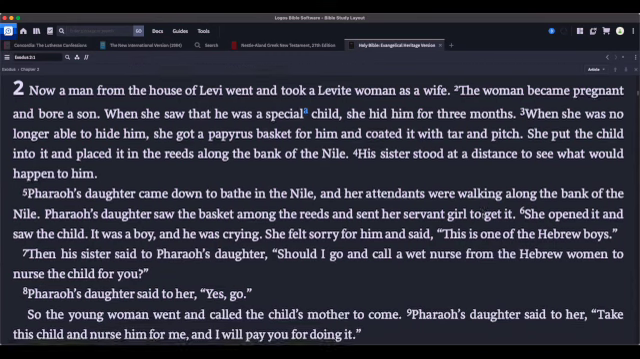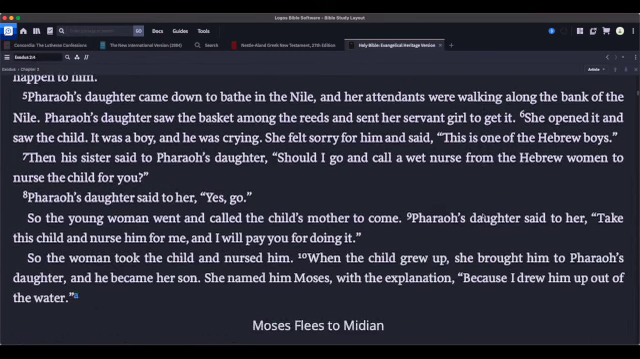Pharaoh's daughter said to her, "Yes, go." So the young woman went and called the child's mother to come. Pharaoh's daughter said to her, "Take this child and nurse him for me, and I will pay you for doing it." So the woman took the child and nursed him. When the child grew up, she brought him to Pharaoh's daughter, and he became her son. She named him Moses, with the explanation, "Because I drew him up out of the water."